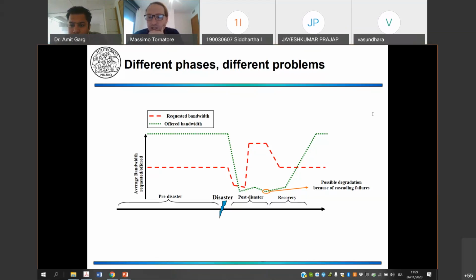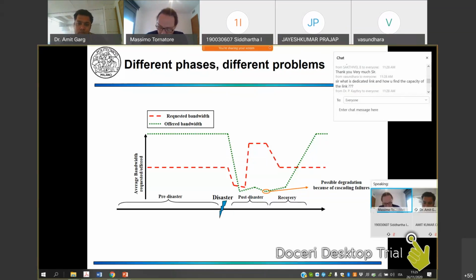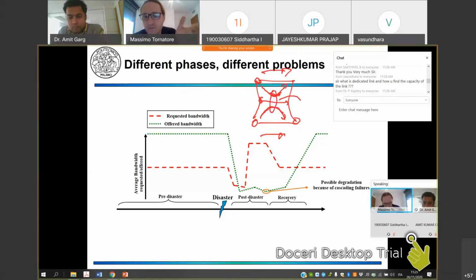I see another question, about dedicated and how you find the capacity of the link. It's probably a different use of terminology between me and Vasundhara. But the concept is that dedicated simply means that if you have two connections, their backup paths, when they share the same optical fiber, will take two different wavelengths. So they have a dedicated backup capacity. They don't share the backup capacity, it's dedicated.